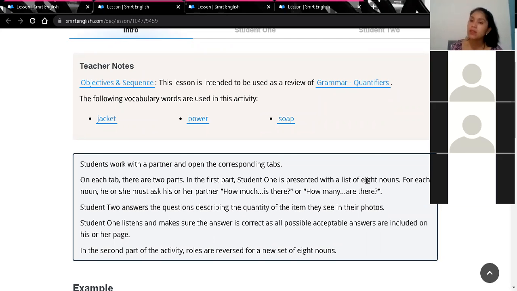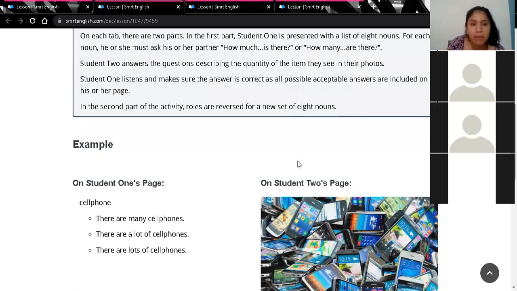Jacket, is it countable or uncountable? Countable, very good. Power? Uncountable. Excellent. And soap? It's uncountable, depending on the presentation. If it is a bar, it's countable, but if it is in a different form, like powder, it's uncountable. So we can count the bags of soap or the bars, but we can't count soap in general.